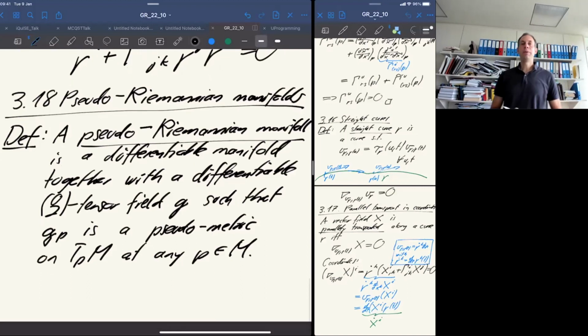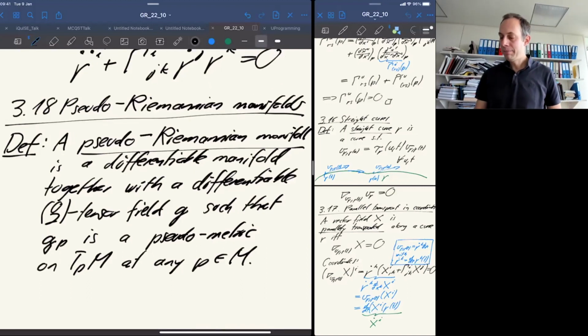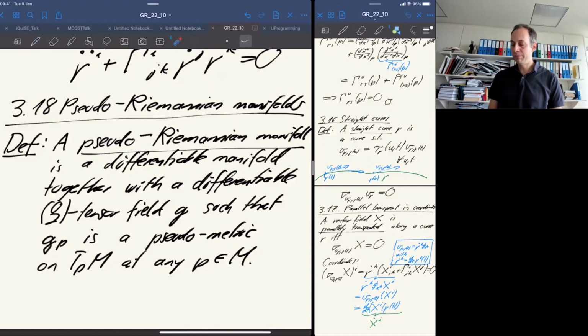Now you probably have to remember what we did in the very beginning of the course, where I repeated a bit of linear algebra, and we introduced tensors on vector spaces. Now we have a tensor, again, on a vector space, namely T_pM. And at that time, I also introduced the notion of a metric and of a pseudometric. Now, a pseudo-Riemannian manifold is one where at any point we have in the corresponding tangent space such a pseudometric. So what is a pseudometric? Just a very short summary.